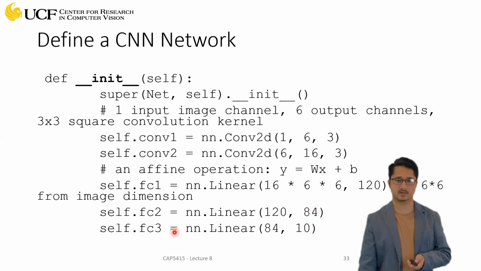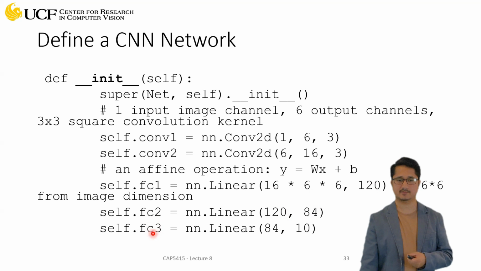Let's say 84. And we have one more fully connected layer, which is FC3, again nn.Linear. And again, 84 is the number of neurons in the previous layer, which we know is 84. And 10 is the number in the current layer, which says that this could be the classification head. And we want 10 different predictions. So this 10 comes from that.